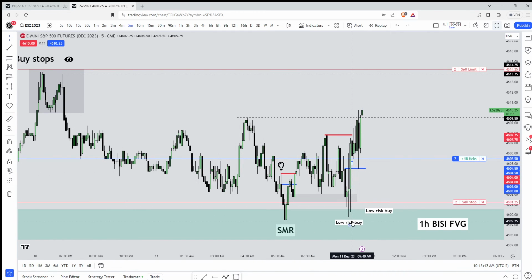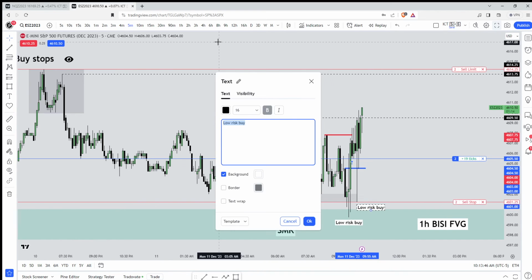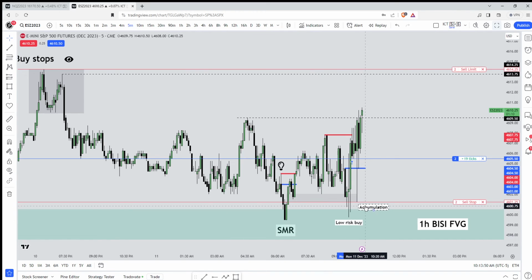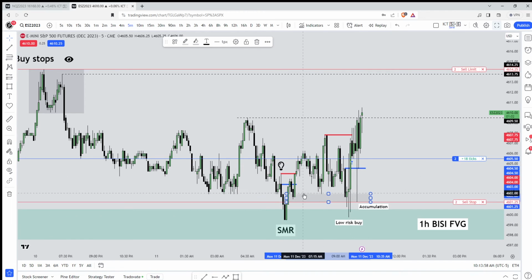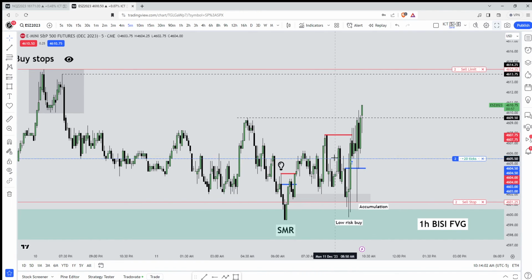Because now we have the low risk buy leg of a market maker buy model in. When price retraces again, I'm not looking for this to get taken out. I'm looking for that retracement to be an accumulation leg of a market maker buy model, which is why price retraced back down, tapped into this fair value gap, but it didn't go lower than this previous low. Why didn't it go lower? Because it already took out the sell stops right here, and we have this propulsion block, or we have this order block that retested an order block.